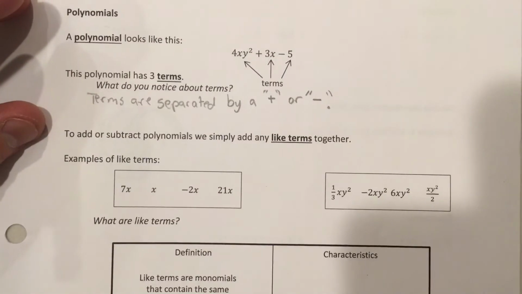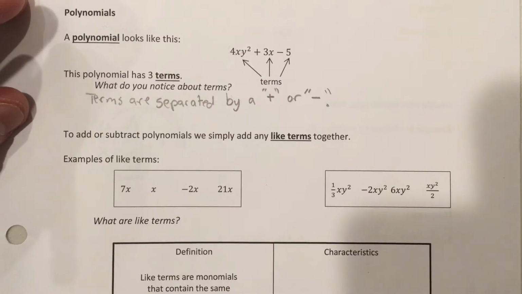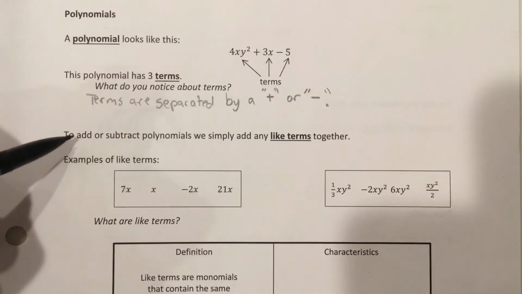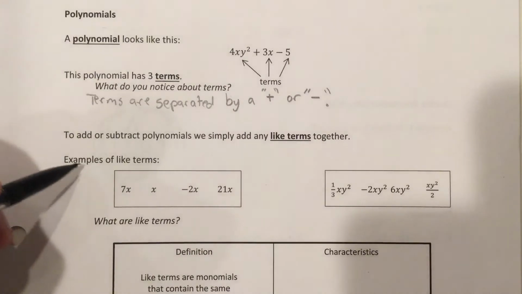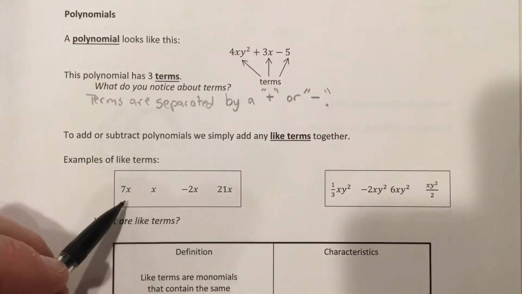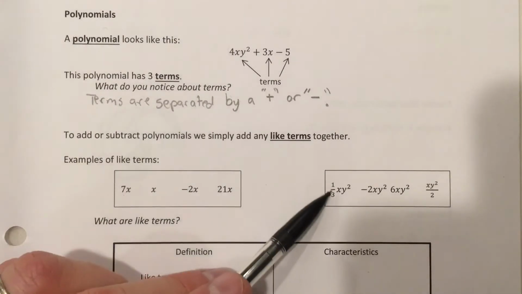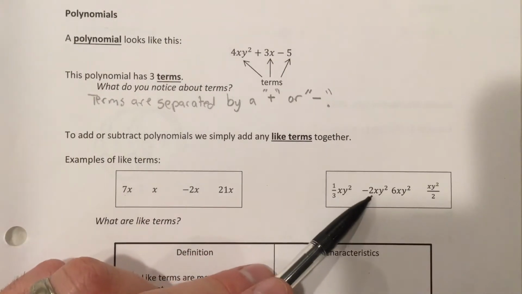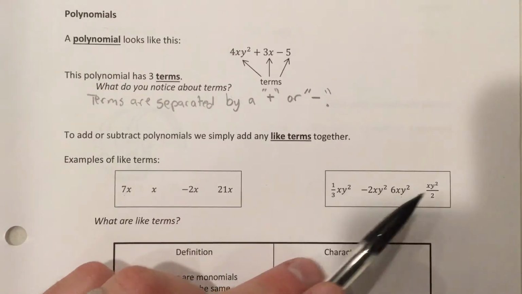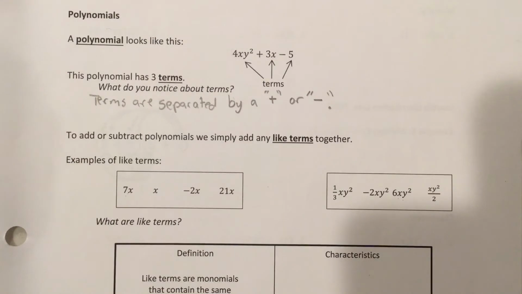All right, to add or subtract polynomials, we simply add the like terms. Whenever we're adding or subtracting polynomials, we just look for like terms. We can only ever add like terms, remember that. Examples of like terms: 7x, x, negative 2x, 21x. Also 1/3 x squared, negative 2xy squared, 6xy squared, and xy squared over 2. Those are all like terms.